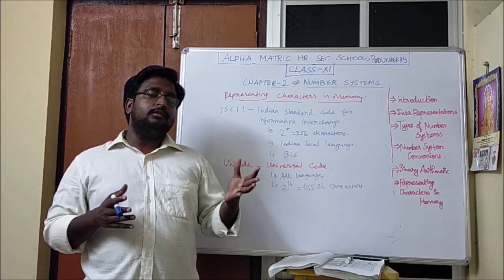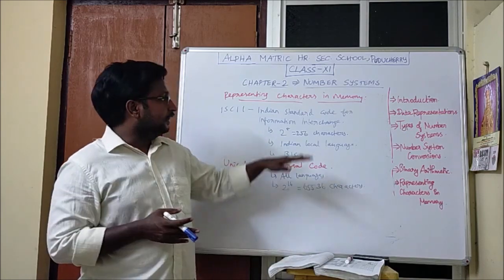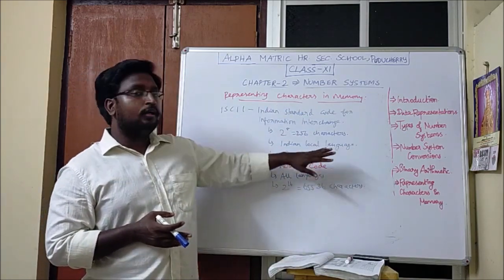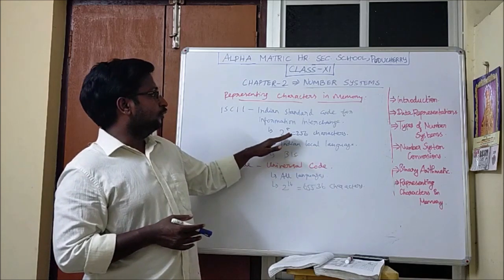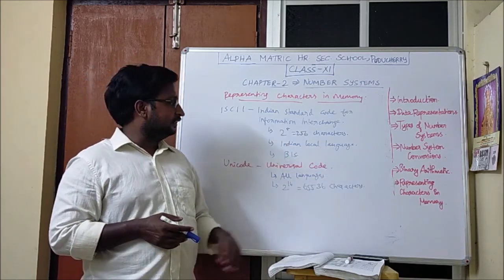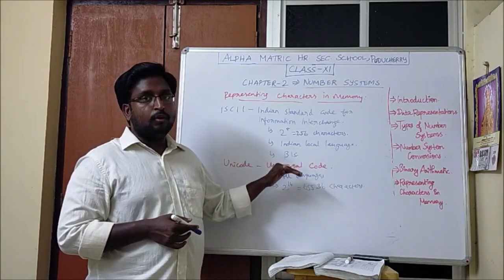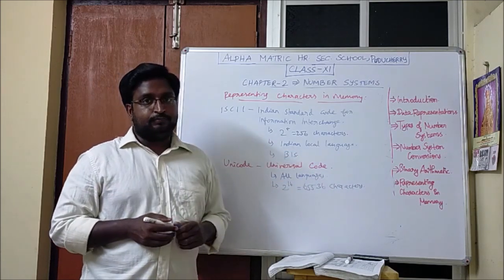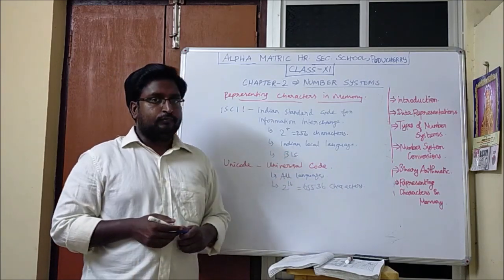Similarly, they have developed the Indian Standard Code for Indian local languages, which can encode 2 power 8, that is 256 characters, and it is developed by the Bureau of Indian Standards, that is BIS.